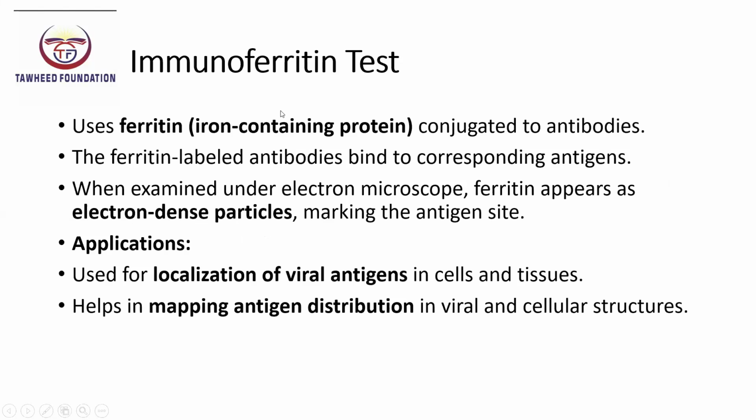Next is immunoferritin test. The immunoferritin test uses ferritin labeled antibodies. Ferritin, being an electron dense protein, is easily visible under an electron microscope, marking the exact location of the antigen. This technique allows precise location of viral antigen in cells and tissues and helps map the distribution of antigens within cellular structures. Its high resolution makes it an invaluable tool for virology research.